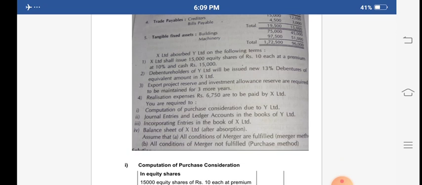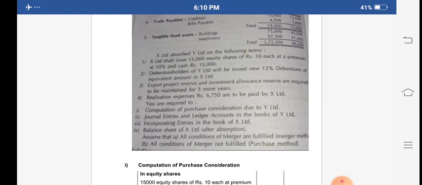Okay, this is note number 3. Next, note number 4: the realization expenses of rupees 6,750 are to be paid by X Limited. So this will also have an effect while calculating the balances for the balance sheet. You will understand while solving the problem. So with the help of this information, what do we have to do?